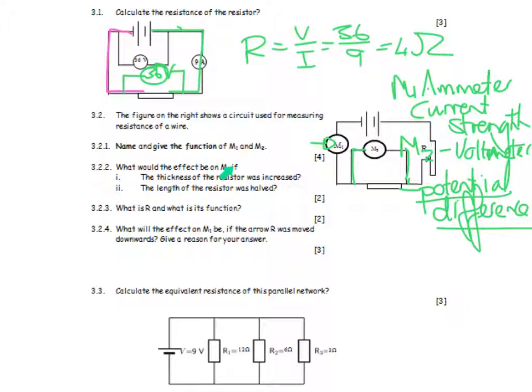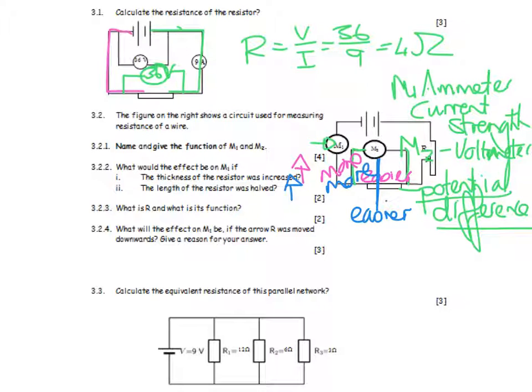What would the effect be on M1, the current, if the thickness of the resistor was increased? If I increase the thickness of that resistor, the current would get more. It would be easier. Therefore, there would be more current, and therefore M1 would increase. What if I halved the resistor? That would also become easier, and therefore I would land up with the electrons flowing faster and more current flowing through M1, so M1 would increase. They don't ask for reasons, they just ask you to say what.